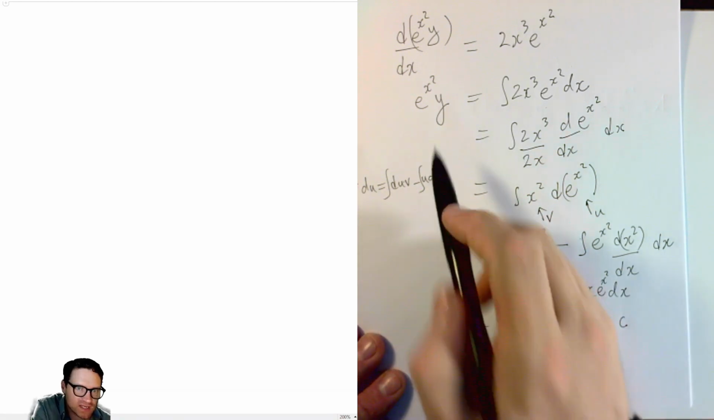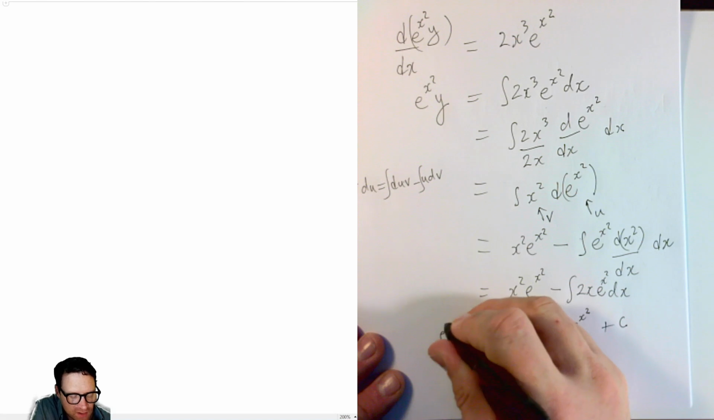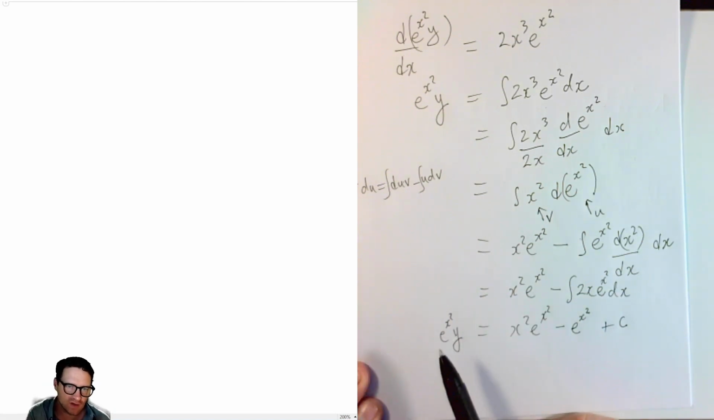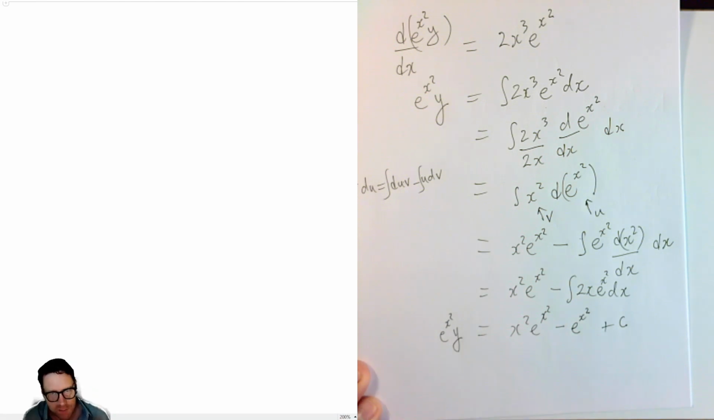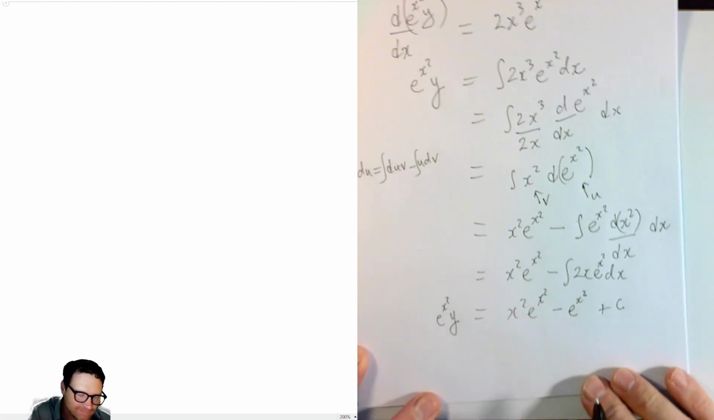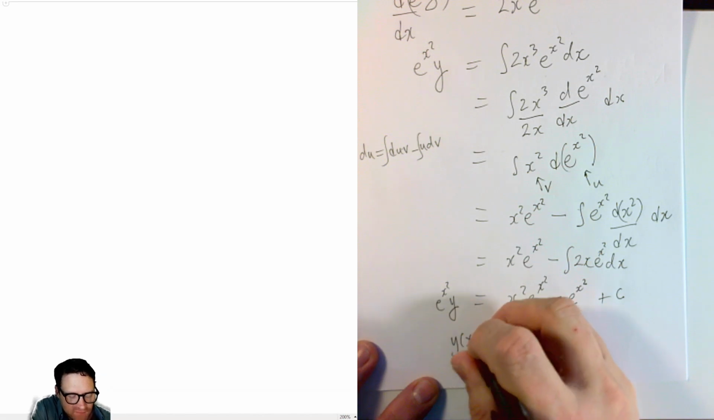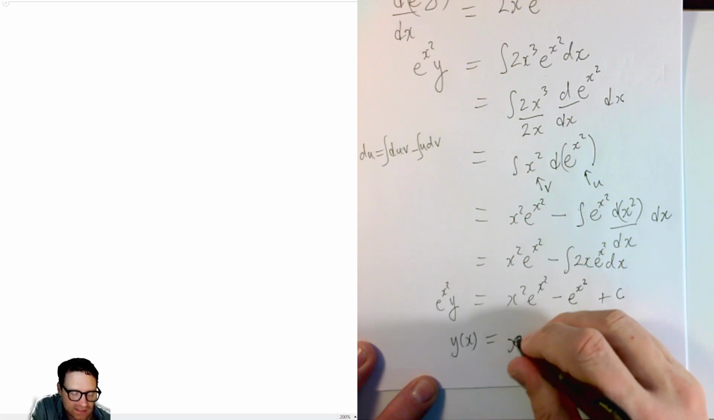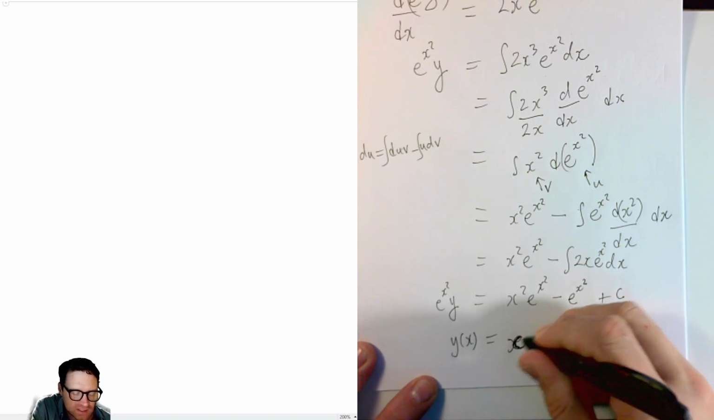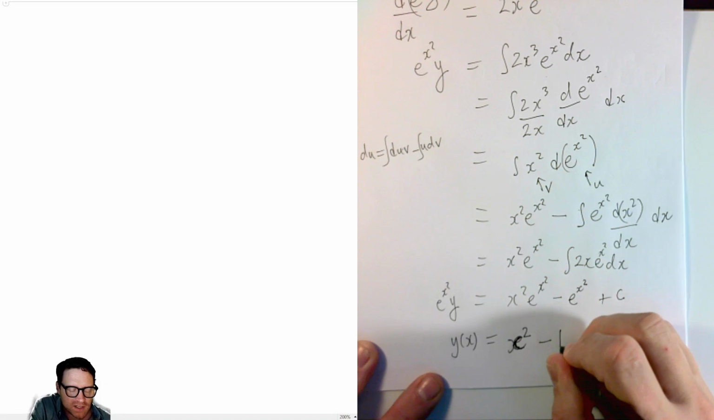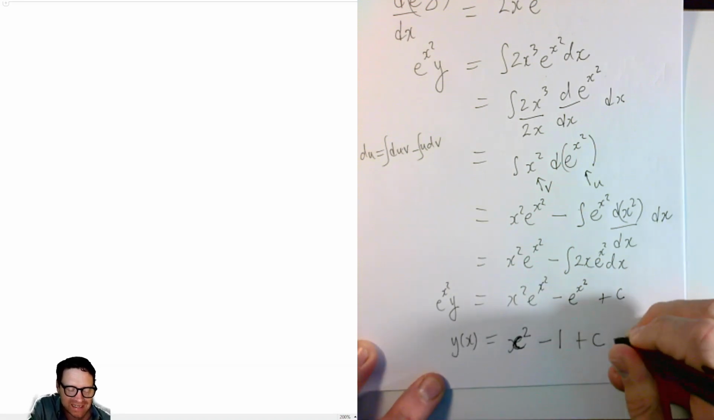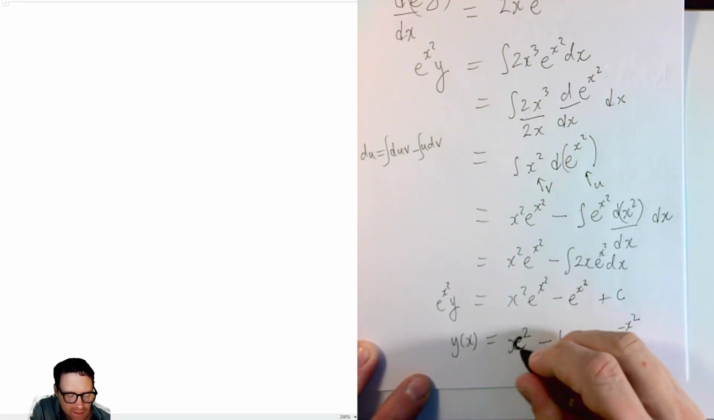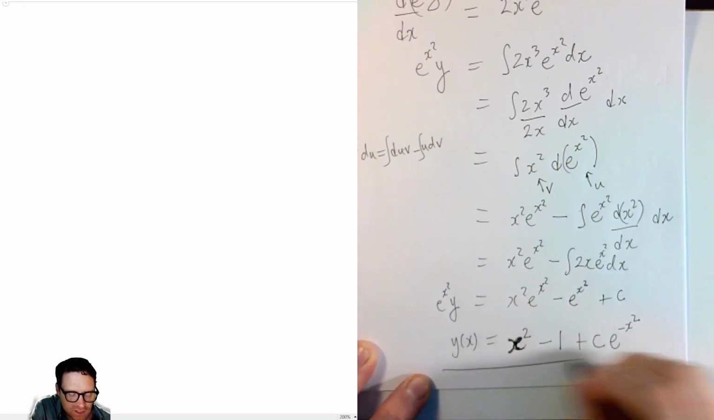Okay, and so what was this? This is e to the x squared times y. And so what remains is to divide by e to the x squared, or multiply by e to the minus x squared. So we have y as a function of x is equal to x squared, because the e to the x squareds cancel, then minus 1, and then plus c e to the minus x squared. And this is our general solution.